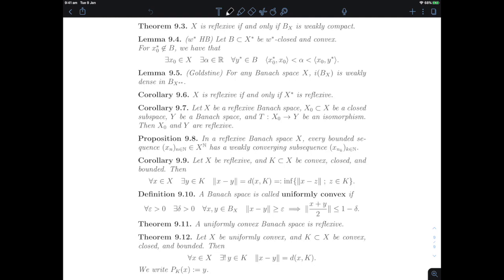In fact, it won't always be metrizable. So we cannot infer the sequential compactness, the ability of extracting weakly converging subsequences, from the weak compactness. However, it happens to be true, and we will prove that in proposition 9.8. So we'll prove that every bounded sequence in a reflexive Banach space has a weakly converging subsequence.